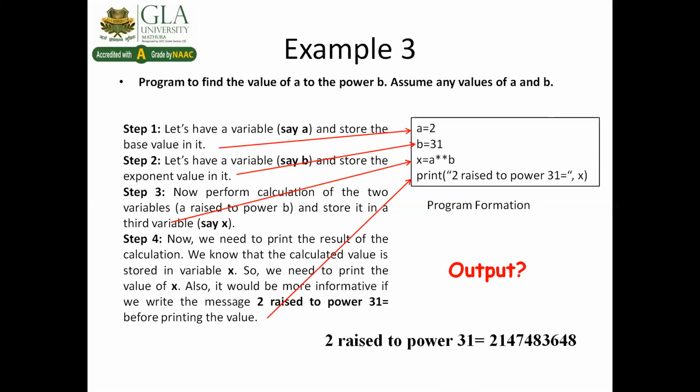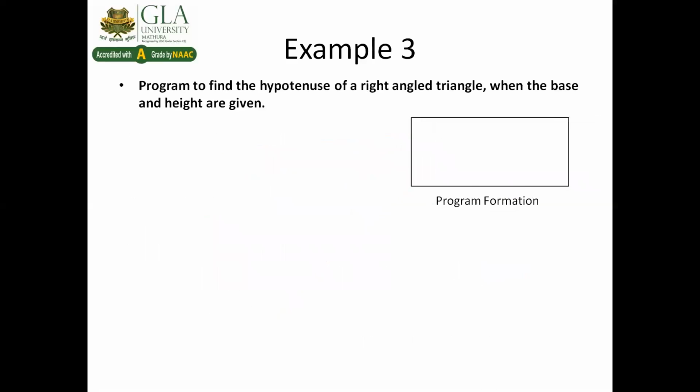So it's simple: only a print statement is actually needed, and if you know the operator you have to use, or the logic that you have to use, you can directly find out similar problems. Similarly, if I want to find the hypotenuse of a right angled triangle when the base and height are given, I want to write a program, right?